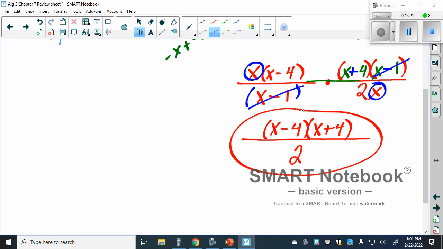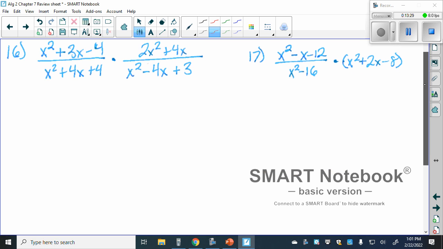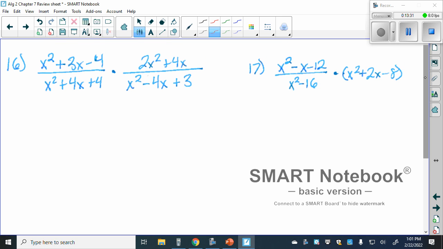Any other questions on this here? Y'all want to look at 16 or 17? 16.